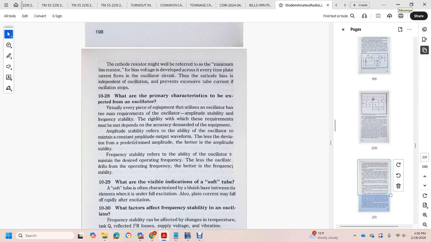1028. What are the primary characteristics expected of an oscillator? With virtually every piece of equipment able to utilize an oscillator, the two main requirements are amplitude stability and frequency stability, the rigidity of which depends on the accuracy demanded of the equipment. Amplitude stability refers to the ability of the oscillator to maintain a constant amplitude output waveform; the less deviation from the predetermined amplitude, the better the amplitude stability. Frequency stability refers to the ability of the oscillator to maintain the desired operating frequency; the less the oscillation drifts from the operating frequency, the better the frequency stability.